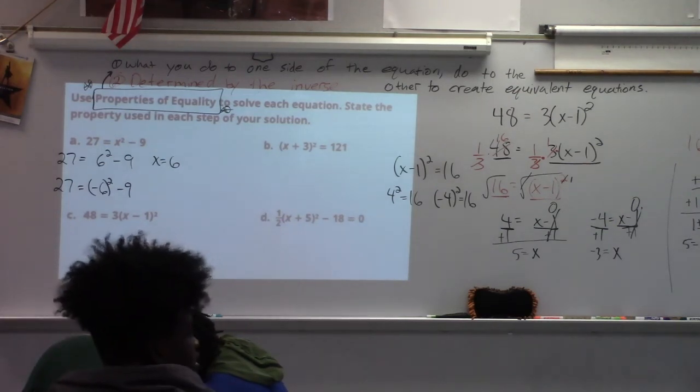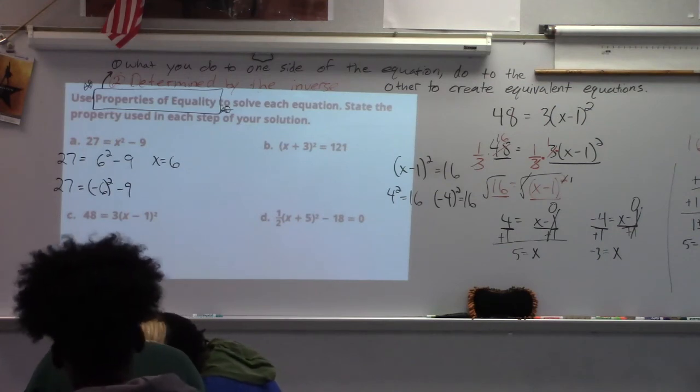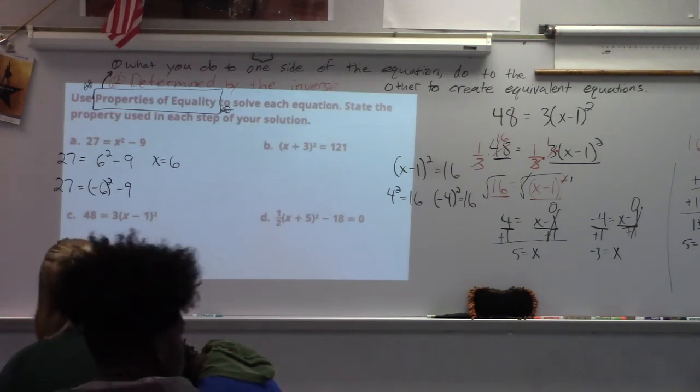Is that how it works in the calculator every single time? Not necessarily. Here's the only time, well, first off, I will point this out.